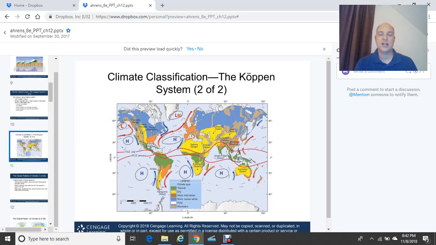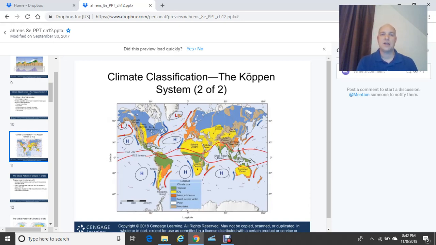Look at the yellow areas there on this map. That's your dry climates. And then the orange colors indicate moist, mild winters. So from the southeast U.S. up into New York City or so, you get more of a moist, mild winter. That's the orangish colors. Look at Western Europe as well.